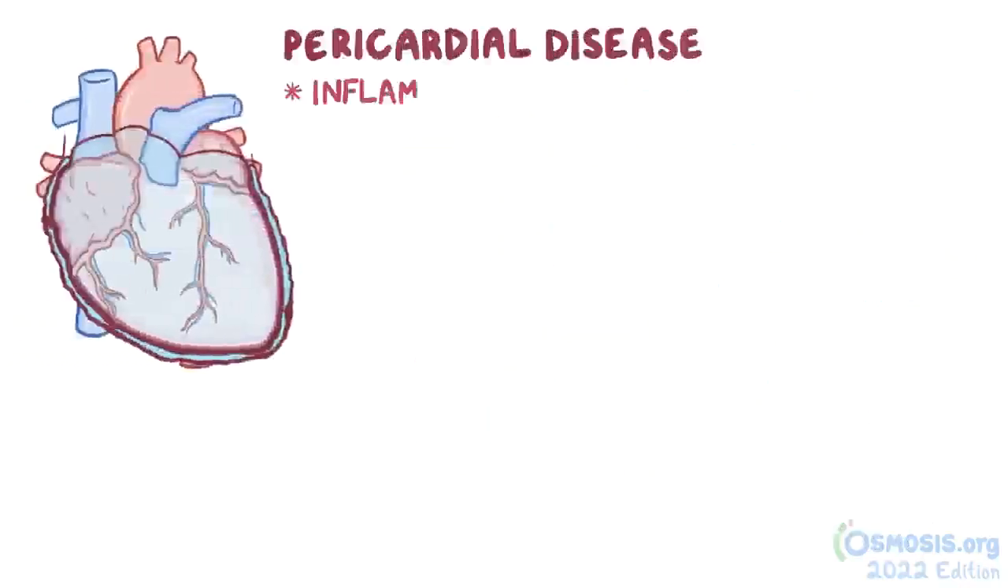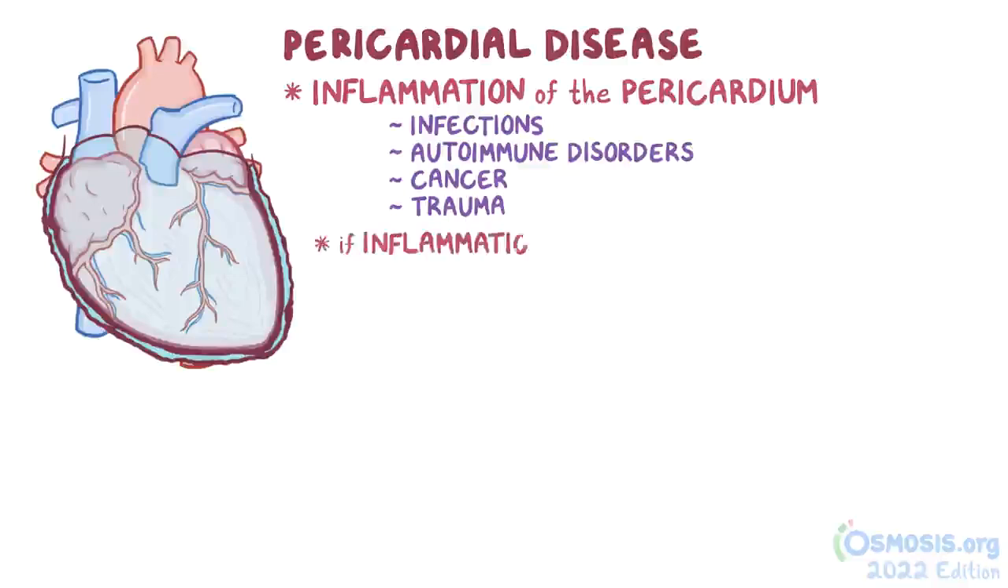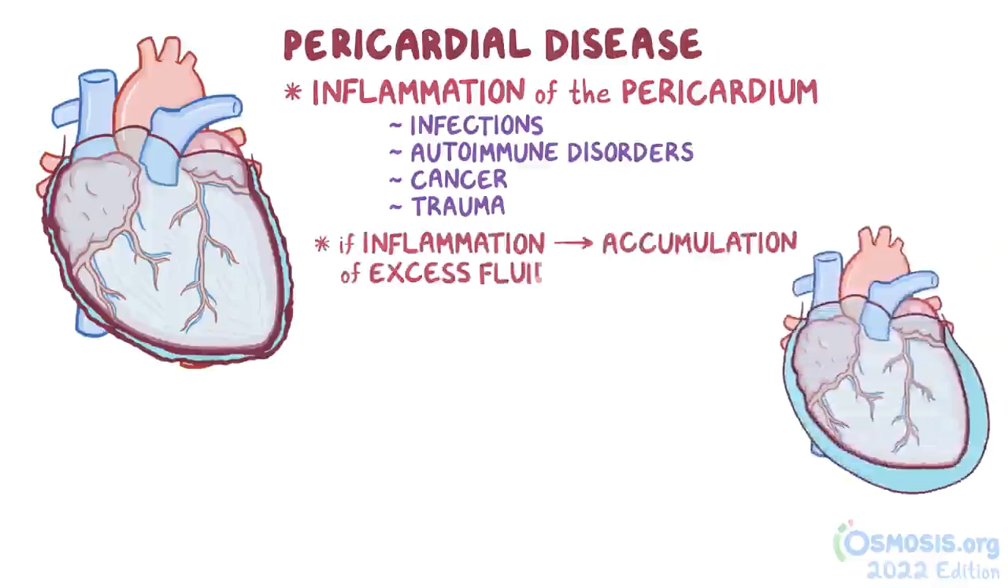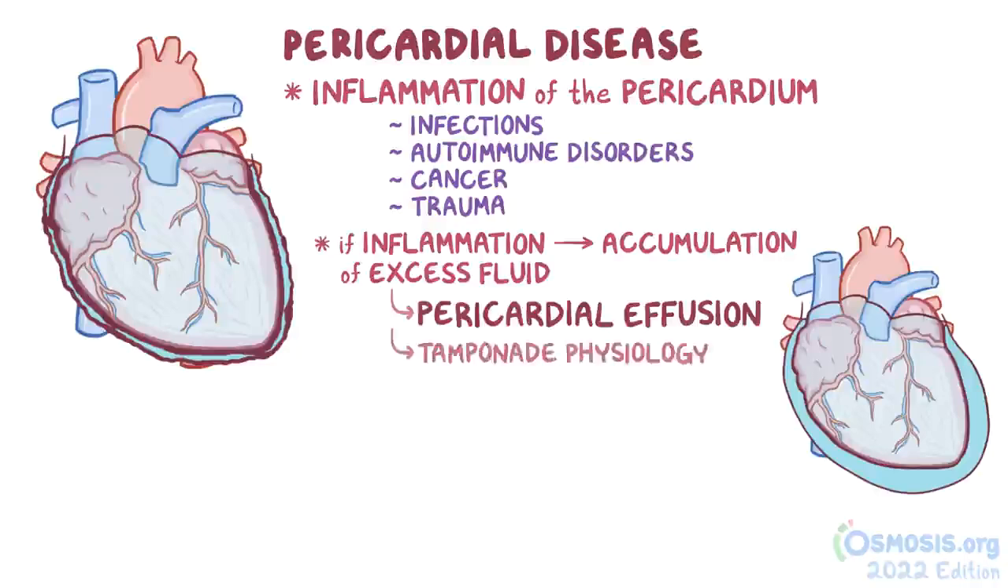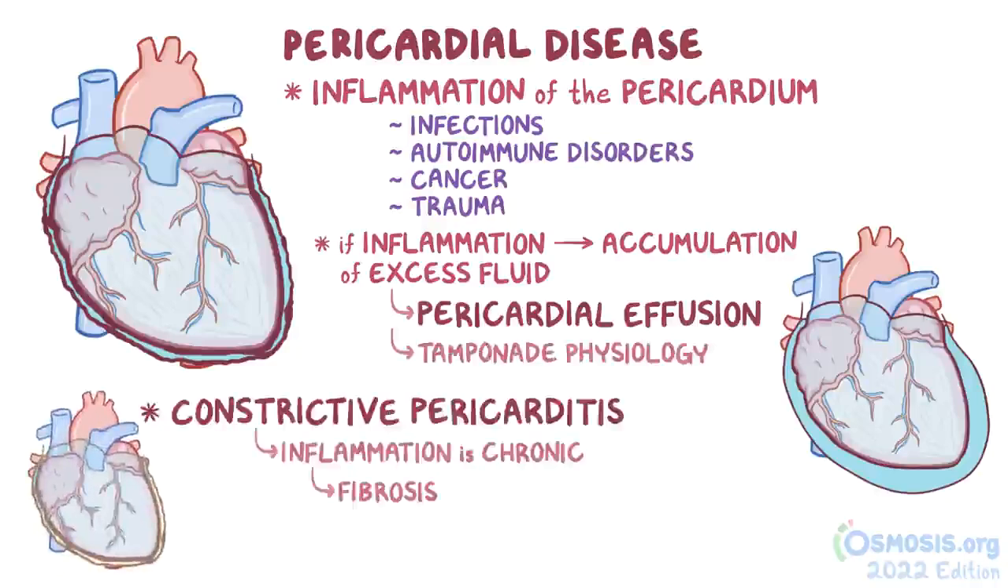Pericardial disease is inflammation of the pericardium due to a variety of causes, from infections to autoimmune disorders, cancer, and trauma. In pericarditis, the pericardium is inflamed and irritated. If the inflammation leads to the accumulation of excess fluid in the pericardial sac, then it's called a pericardial effusion, and in its worst form, that extra fluid can cause tamponade physiology. Finally, there's constrictive pericarditis, which is where the inflammation is chronic and leads to fibrosis.